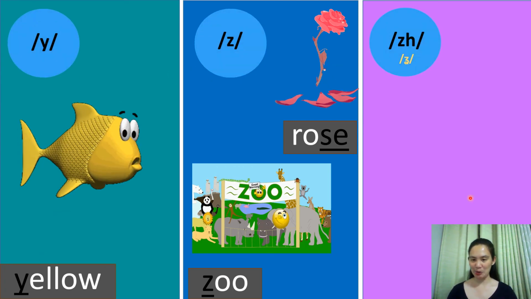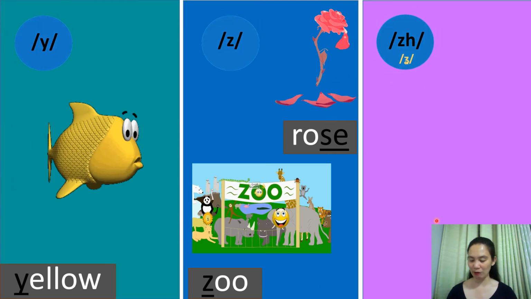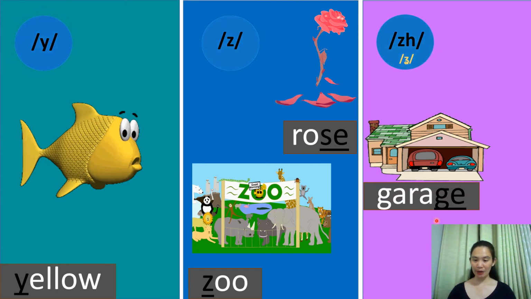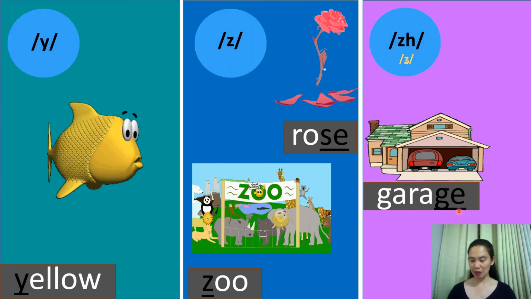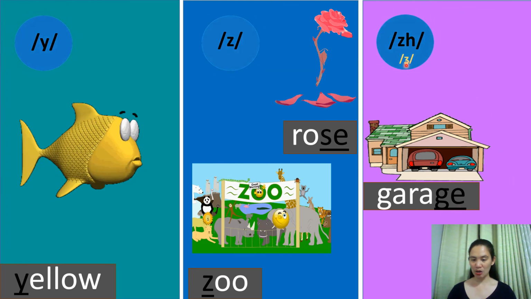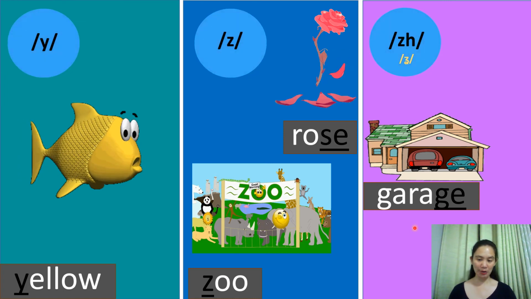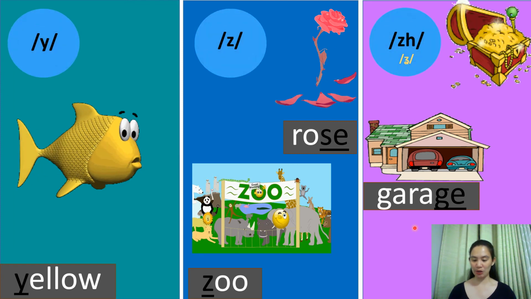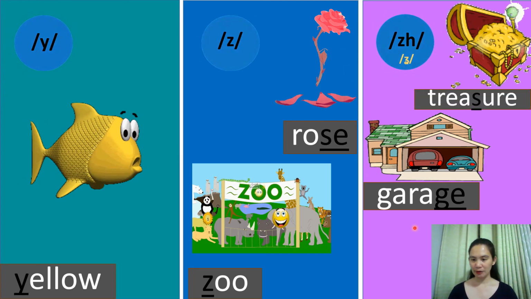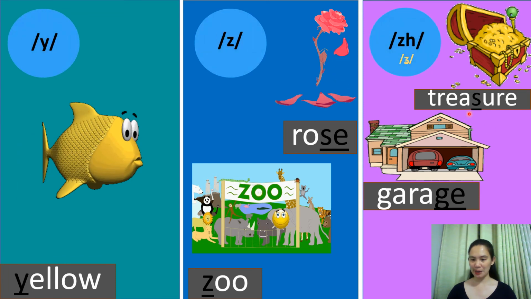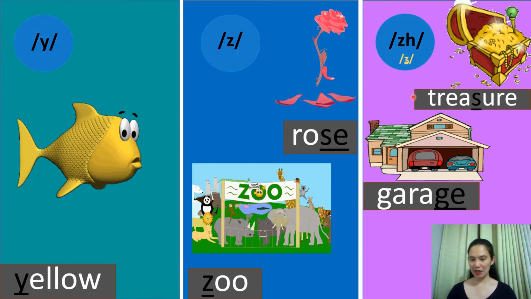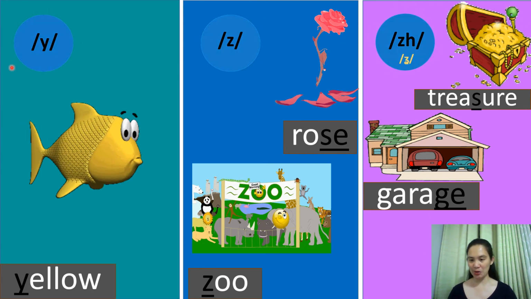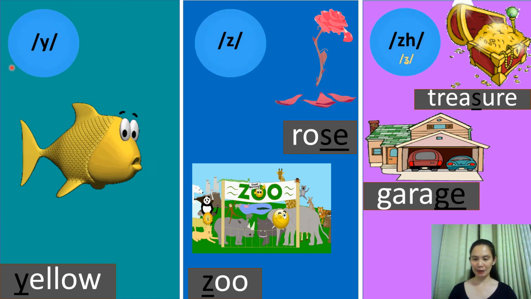Now let's go to the last sound. We have the sound of J that can be heard in the word garage. The G and E at the end of the word garage can be heard like J. The same sound can also be heard in words like barrage, massage, and collage. Treasure: the letter S in the word treasure can sound like J. The same sound can also be heard in words like measure and Asia.